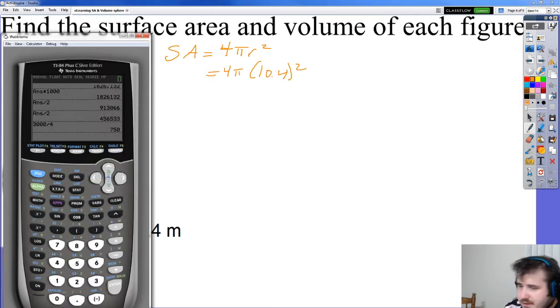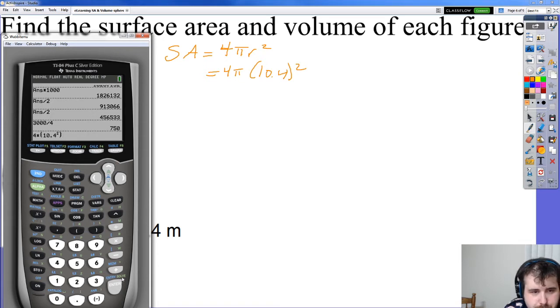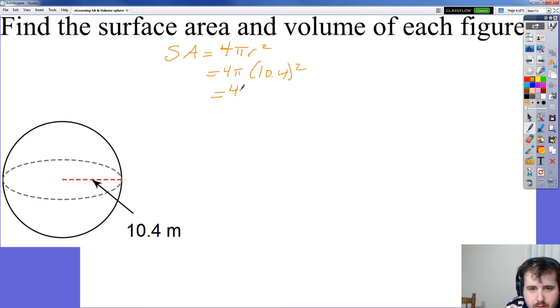Again, I'm not really keen on trying to do all that in my head, so I'm just going to do it in the calculator. 4 times, parentheses, 10.4 squared. And I get 432.64 pi. And my units are meters squared.